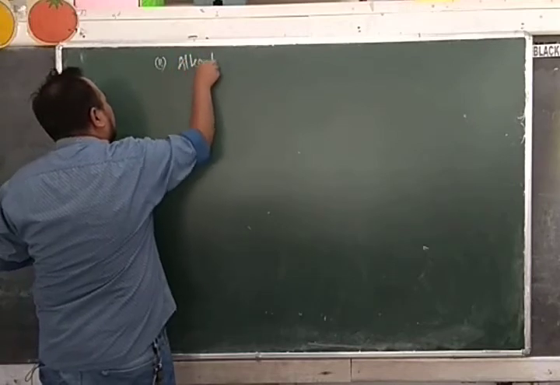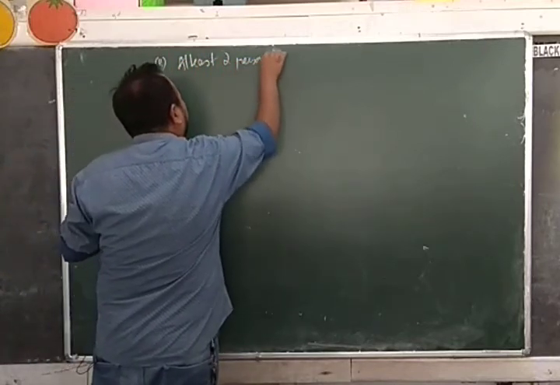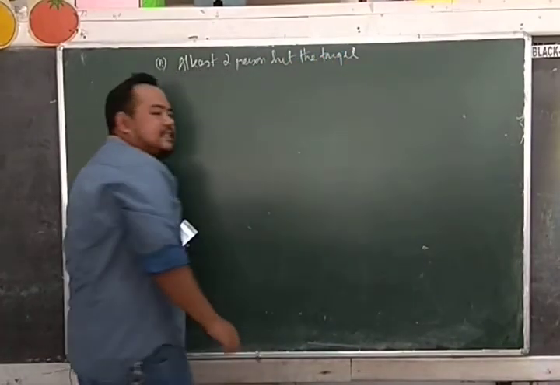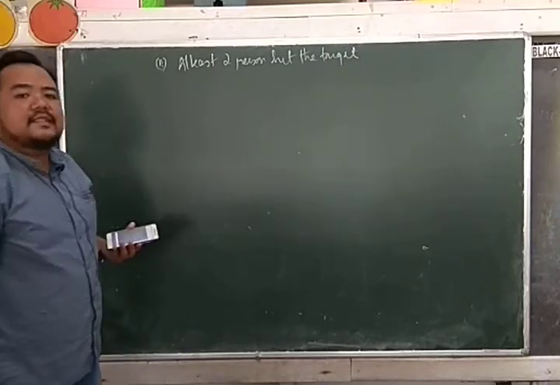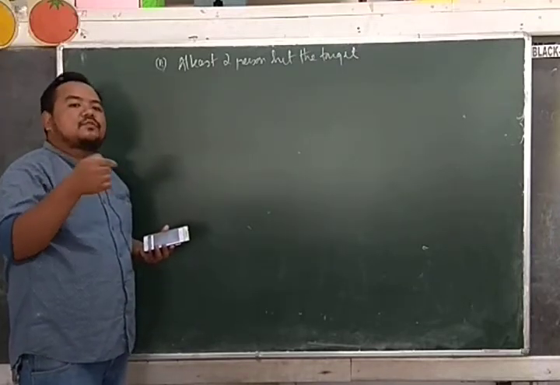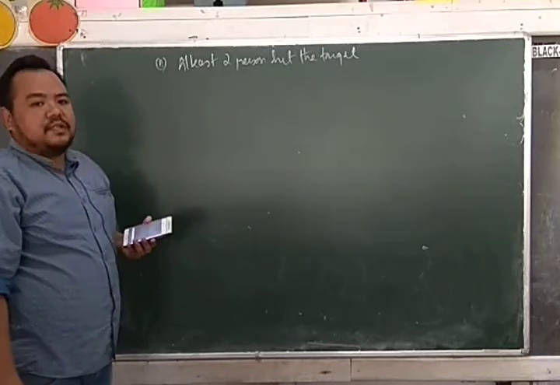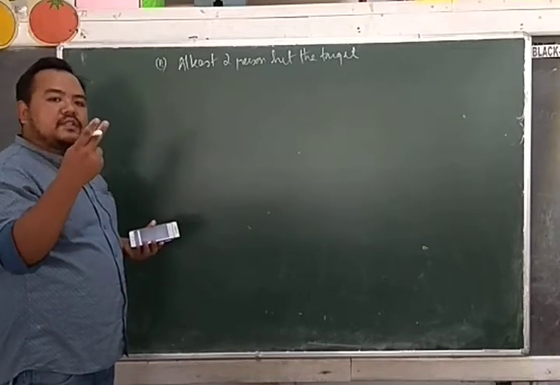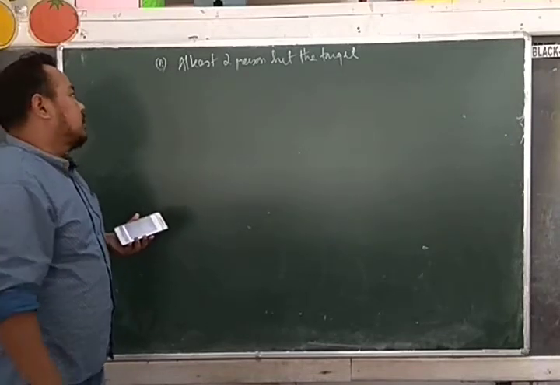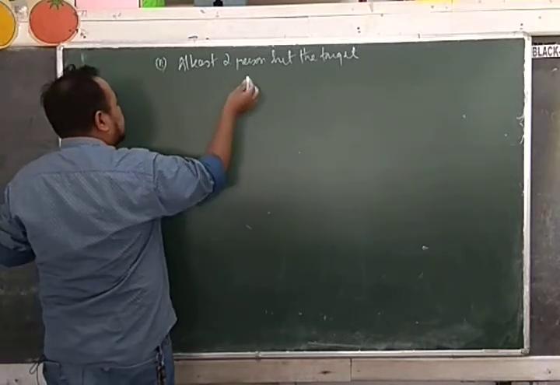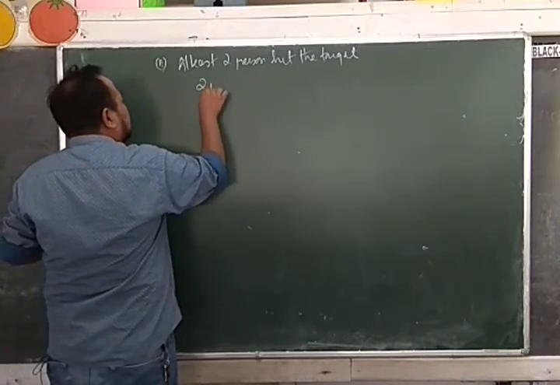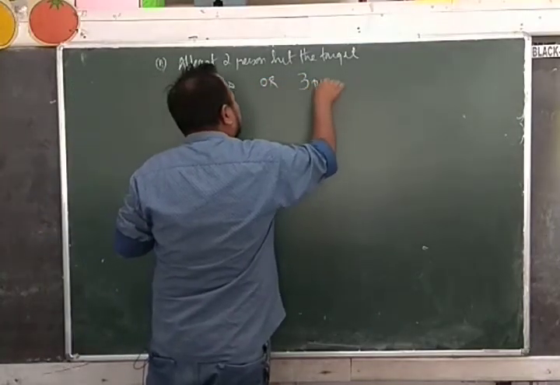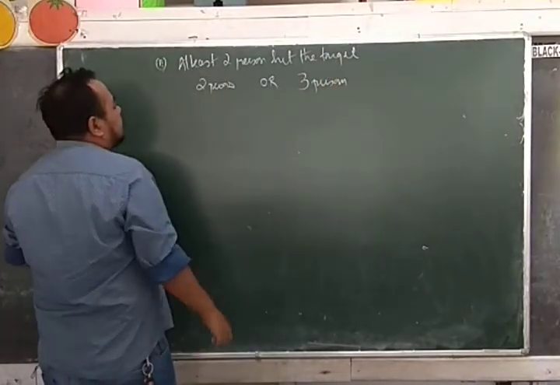at least 2 persons hit the target. Now you need to understand the difference between exactly and at least. Exactly means there has to be 1 person who has to miss. Is that clear? But at least means a minimum of 2 persons must hit the target. That means minimum 2 means 3 persons also can hit the target. So at least 2 persons hit the target means 2 persons or 3 persons. That means all the 3 also can hit the target.